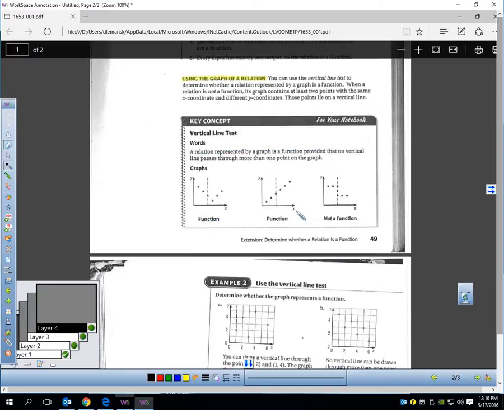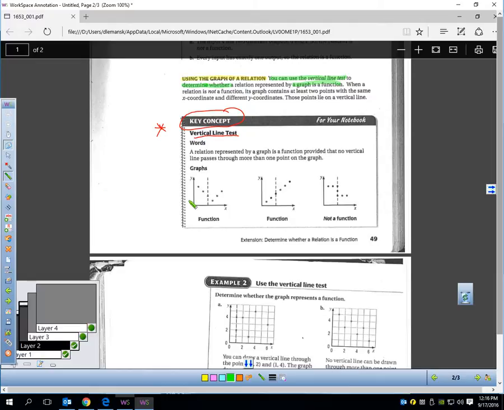Sometimes you don't have a table. Sometimes you have a graph, and you want to be able to look at your graph and determine if it's a function or not. We can use what's called a vertical line test to determine if a graph's a function or not. Here's how the vertical line test works. You can see a picture of it right here in this key concept box, vertical line test. All right? Look at these graphs. This first graph has points that look like it make a V shape when you plot them. If I can take a vertical line and my vertical line would never touch more than one point at a time, it is a function.